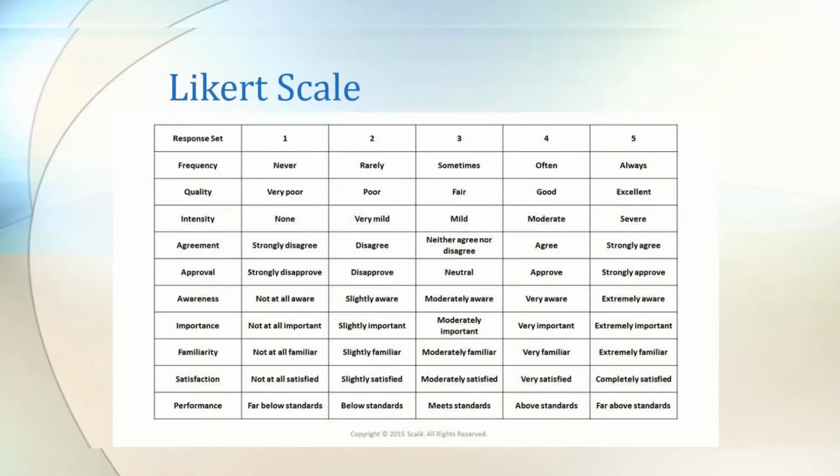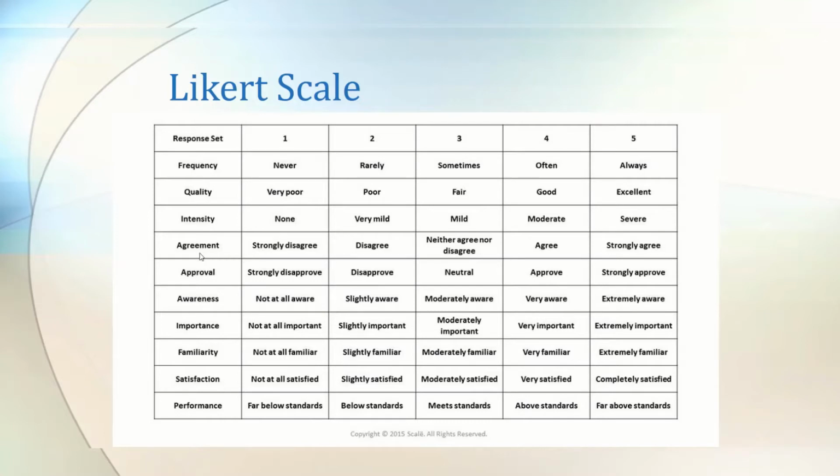Okay, now there are different response sets that you can choose from. If you want to ask about the frequency, you may use never, which is the lowest, rarely, sometimes, often, and always being the highest. Now, if you want to find out the quality, you can use very poor being the lowest and excellent being the highest.